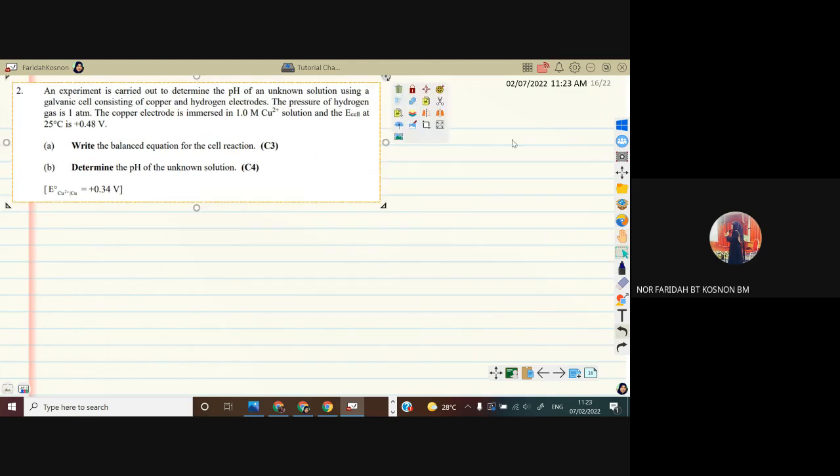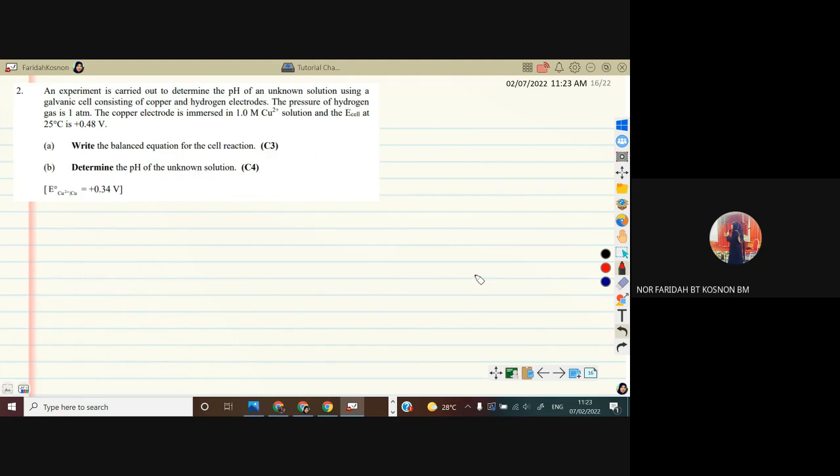An experiment is carried out to determine the pH of an unknown solution using a galvanic cell consisting of copper and hydrogen electrodes. The pressure of hydrogen gas is 1 atm. The copper electrode is immersed in 1.0 molar copper 2 plus solution and the E cell at 25 degrees Celsius is positive 0.48 volt. Write a balanced equation for the cell reaction.